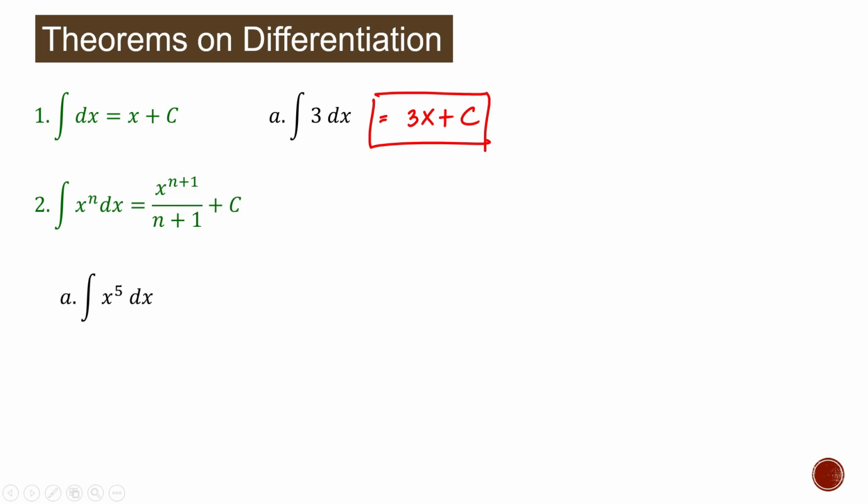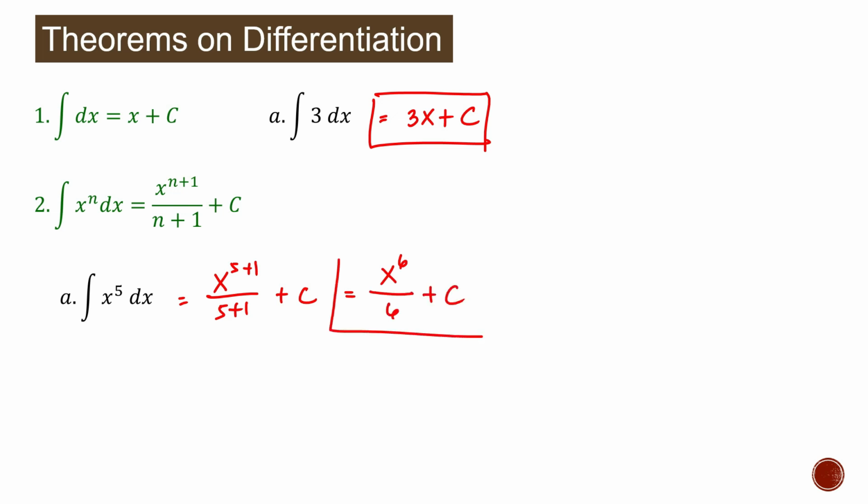For example, we want to integrate x raised to 5 dx. That's x raised to 5 plus 1 over 5 plus 1 plus c, which is equal to x raised to 6 over 6 plus c. There you go.